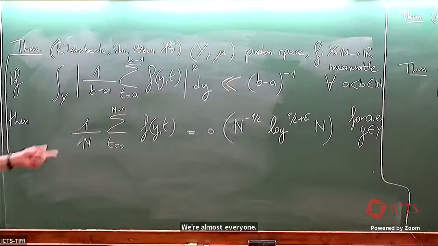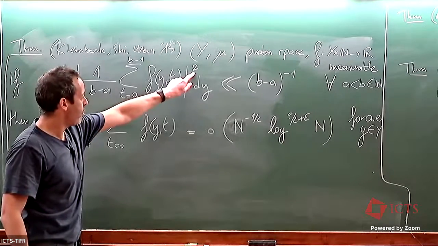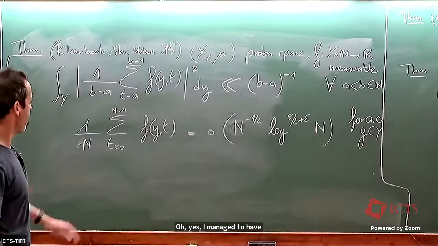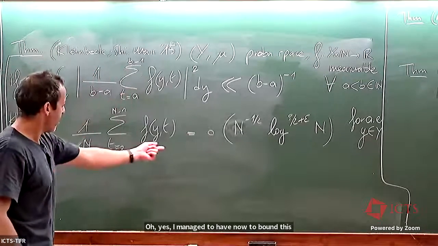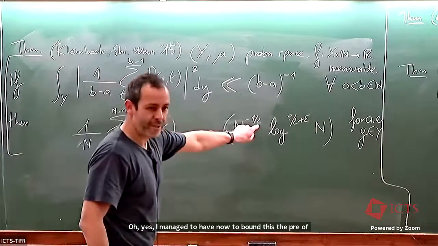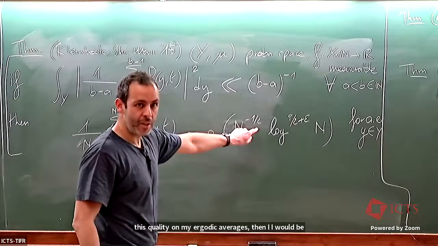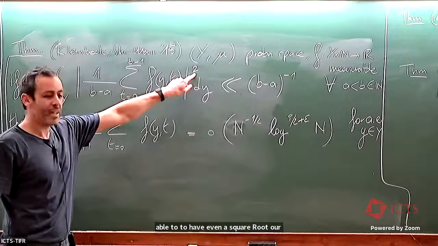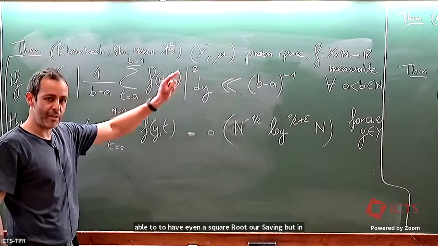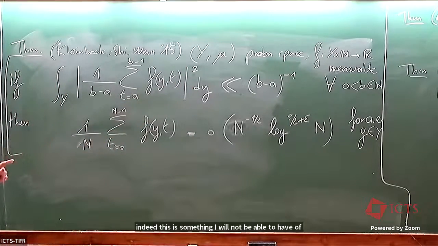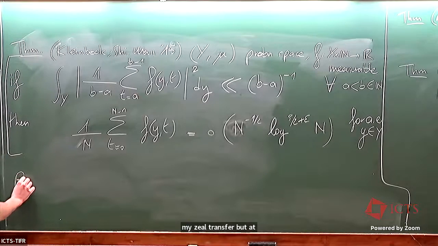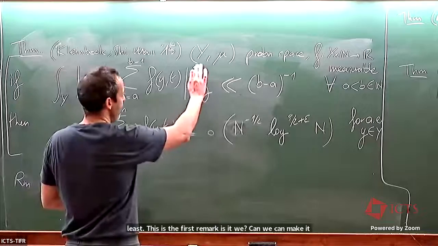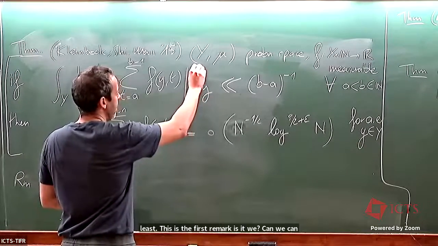So yes, if I manage to have an L2 bound of this quality on my ergodic averages, then I will be able to have even a square root power saving. But indeed, this is something I will not be able to have for my Siegel transform. But at least this is the first remark: if we don't have this bound for L2, we can make it a little bit.